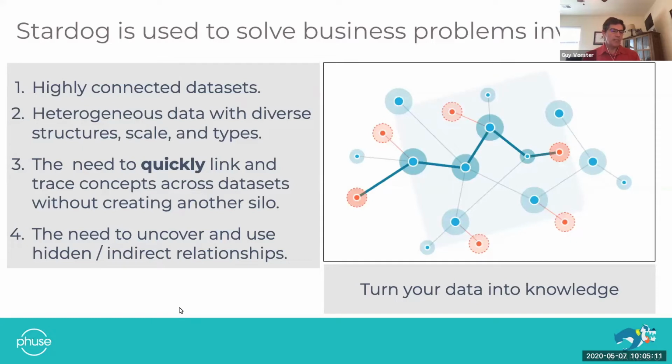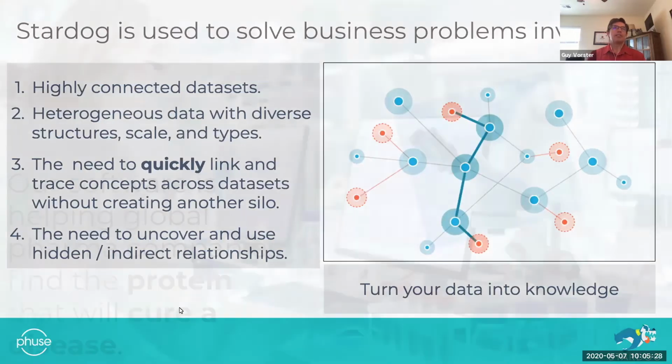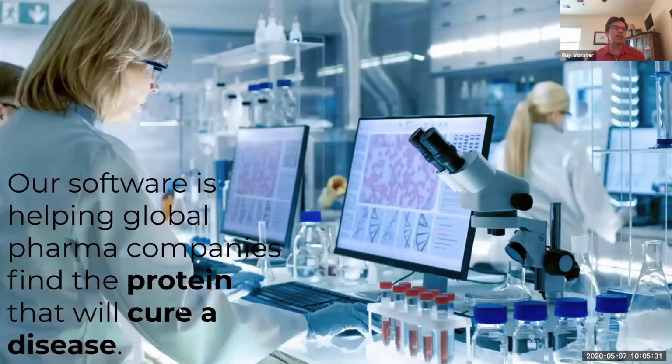And we see the need to be able to quickly link and trace concepts across different data sets, while at the same time being able to use and uncover hidden or indirect relationships to be able to answer very complex questions. So typically, these are the four sets of problems that customers are bringing to us. And we see these four needs play out in our pharma customers, where they need to be able to unlock information that typically is siloed across different departments, labs, geographies, data lakes, etc.